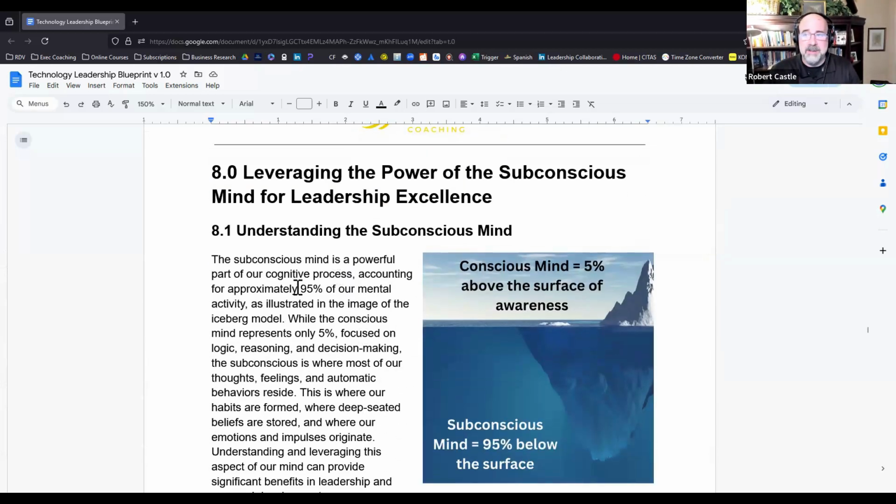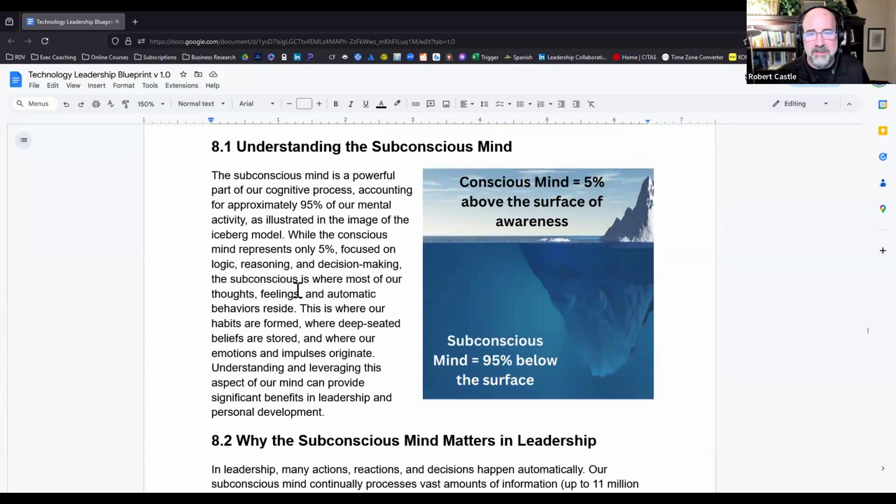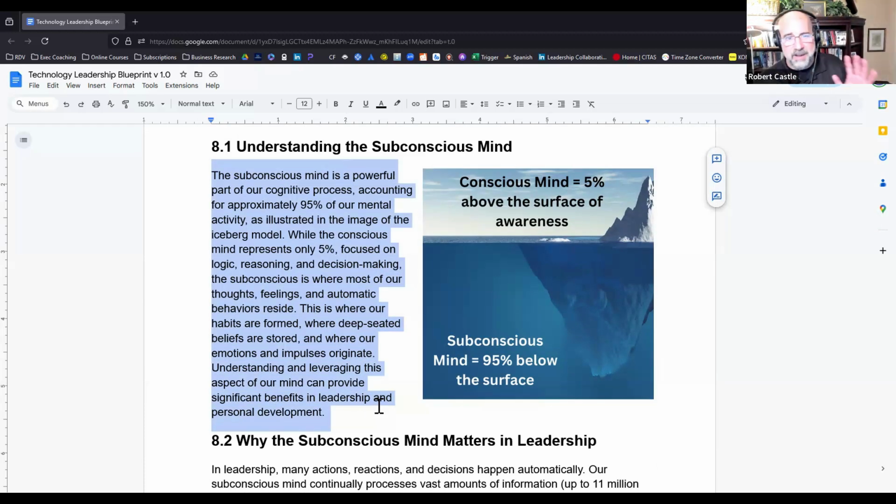So let's go into this in more detail. How do you leverage the subconscious mind for leadership excellence? Well, let's first talk about what the subconscious mind is. It's a powerful part of our cognitive process, accounting for approximately 95% of our mental activity, as illustrated by the iceberg graphic.